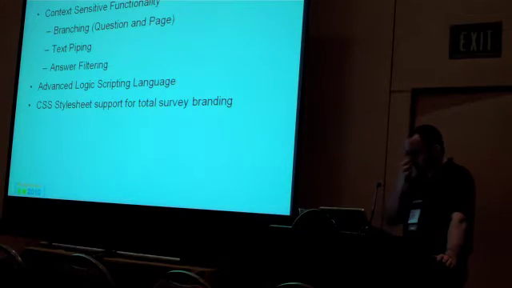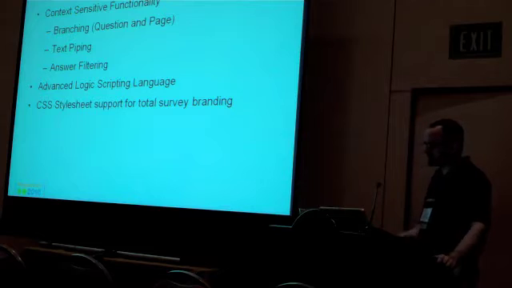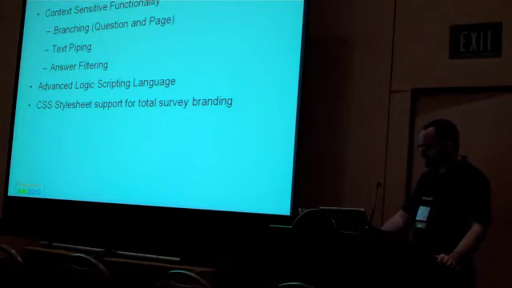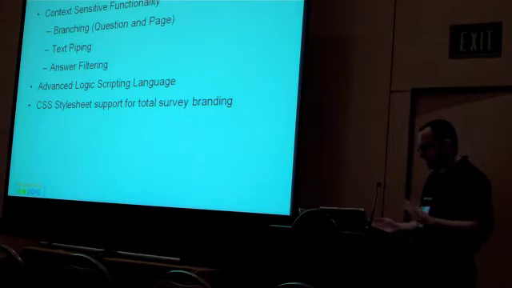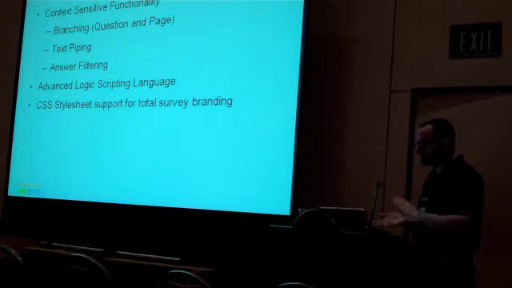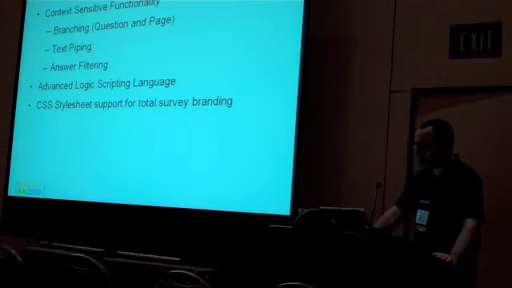Alright, so with advanced surveys you've got kind of advanced features for surveys like context-sensitive functionality. We can do branching, text piping, answer filtering. I'll show you those in my survey demo in a minute. We've got advanced logic scripting language, so we've got our own kind of special JavaScript language that we've developed, special functions to do certain things in eMarketing for the advanced users.